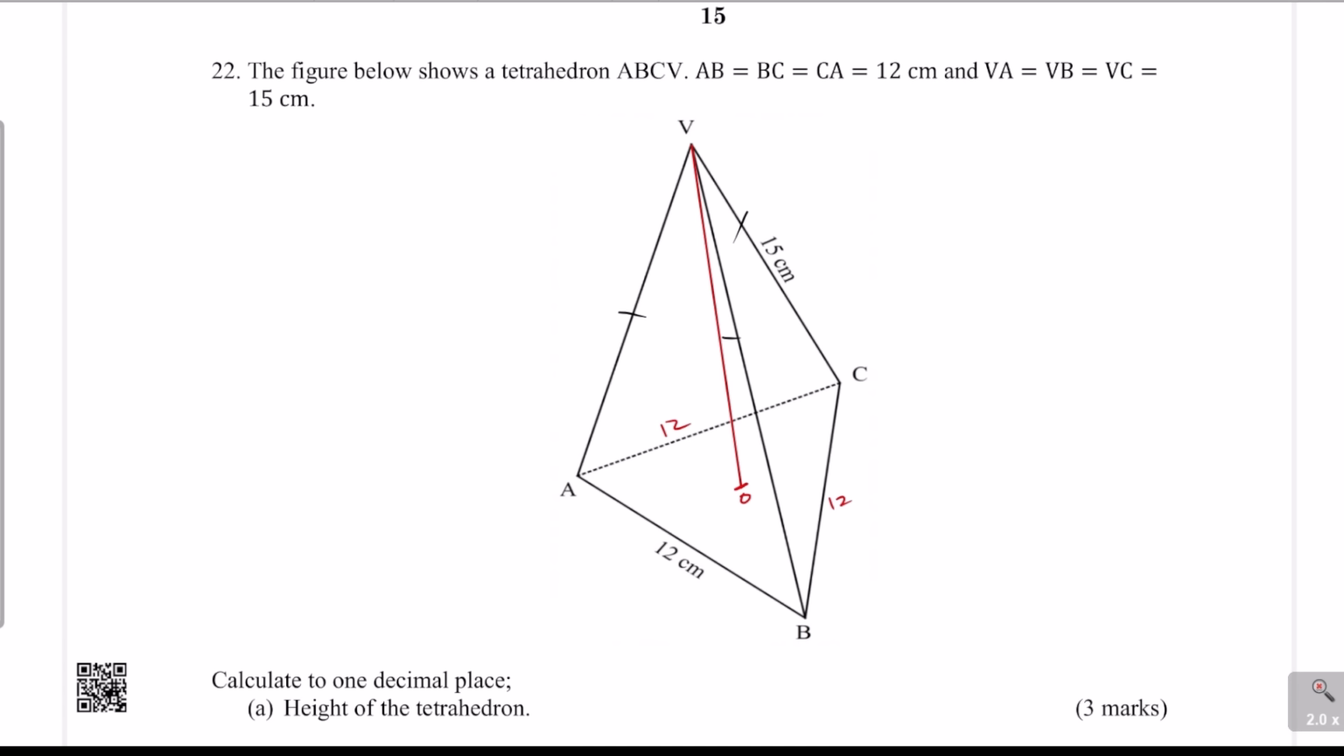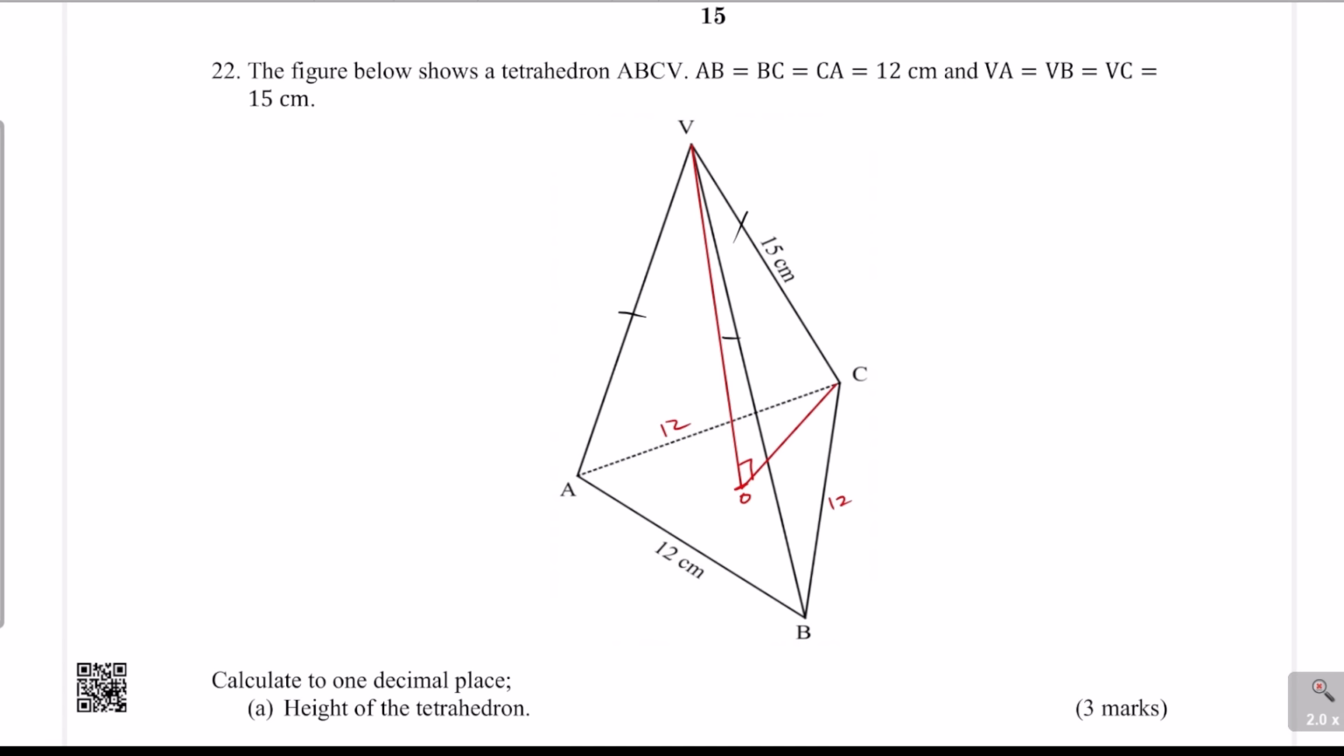So in order to get the height, we shall join C to the midpoint, like that, and we shall form a right angle triangle there. So look at that triangle VOC. Triangle VOC is what you're going to use. We only know VC. How do we get CO?